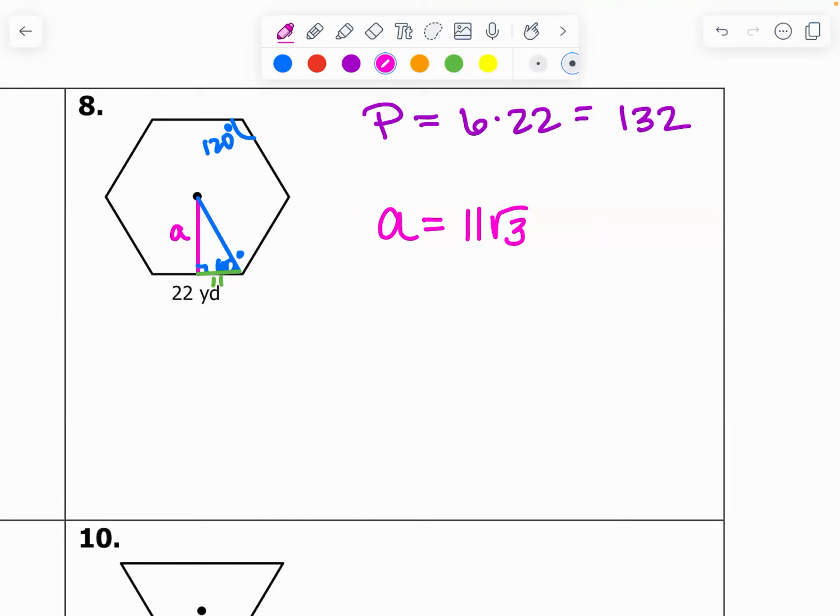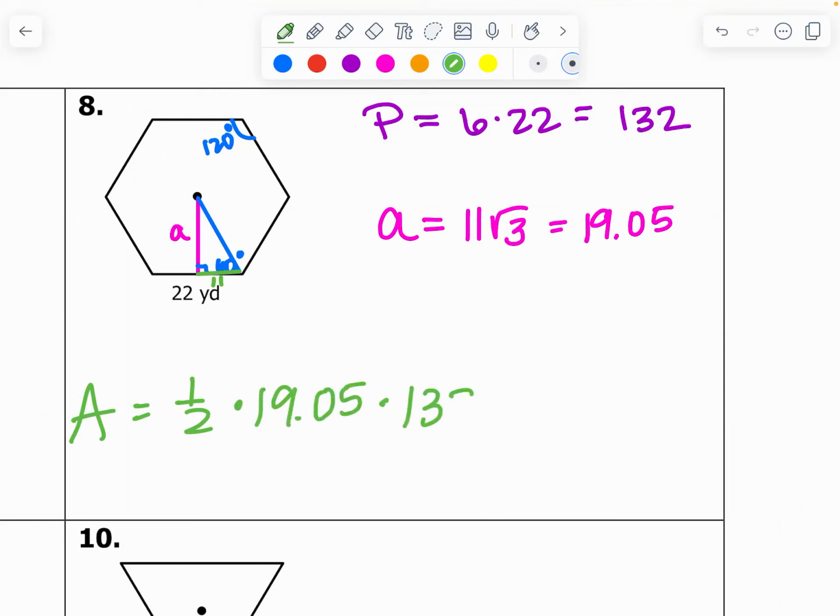So you can either leave it like that, or you can put it in your calculator to get the approximation of 19.05. So our area is 1/2 times our apothem times 132, to get 1,257.3 yards squared.